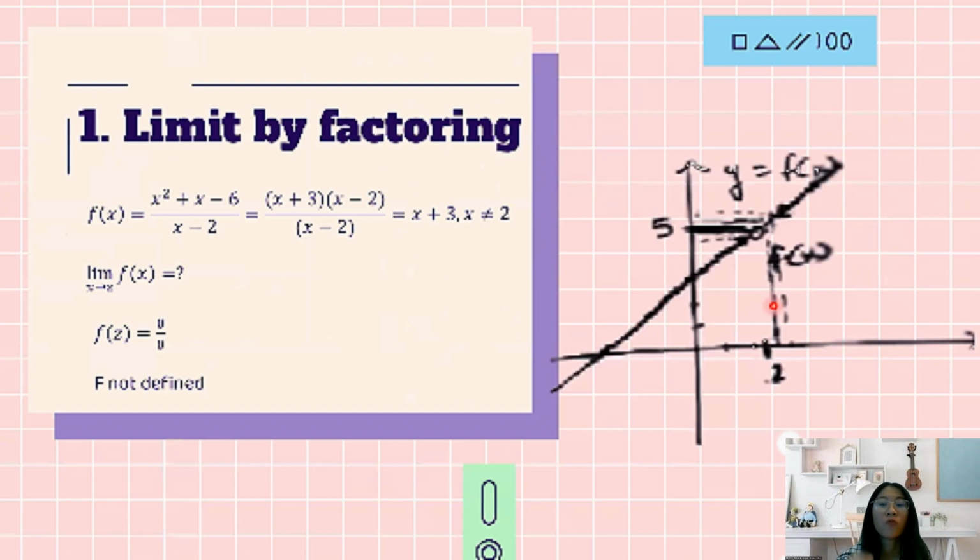So this is equal to 5 when x is equal to 2, but when x is equal to 2, it is undefined. So let me make sure it's clear that it's undefined right over there. So this is what f of x looks like. Now, given this, let's try to answer our question: what is the limit of f of x as x approaches 2?